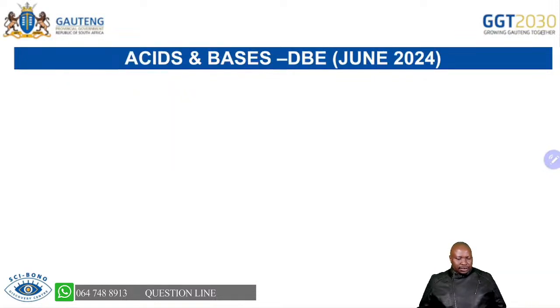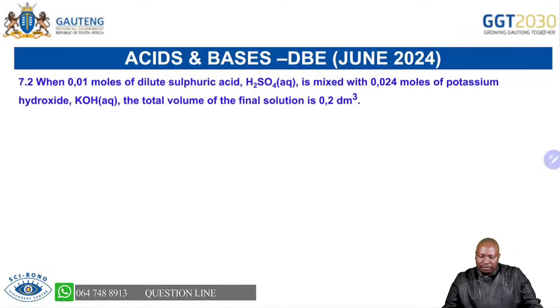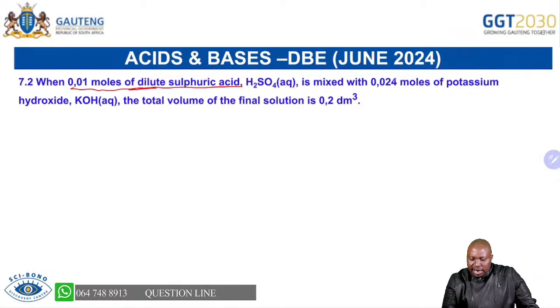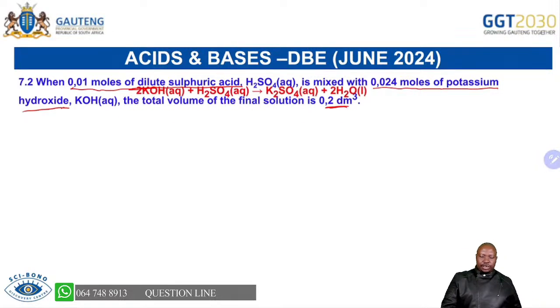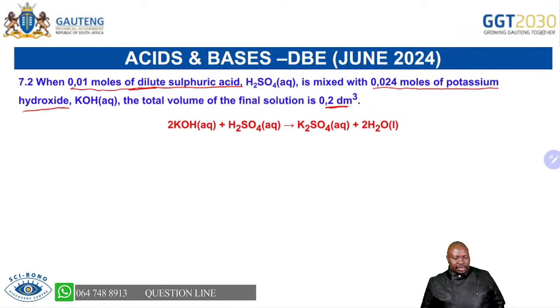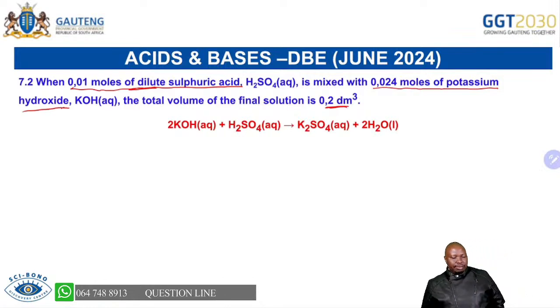And then the last question that I wanted us to do, when I look at time, we are almost out of time. When 0.01 moles of dilute sulfuric acid, so we're given the number of moles of sulfuric acid, is mixed with 0.024 moles of potassium hydroxide. So you can see this type of question is almost always there. The total volume of the final solution is 0.2. I think we came across a question like this. Even in June it was there. That is our reaction. We have 2 KOH reacting with sulfuric acid to form potassium sulfate plus water.